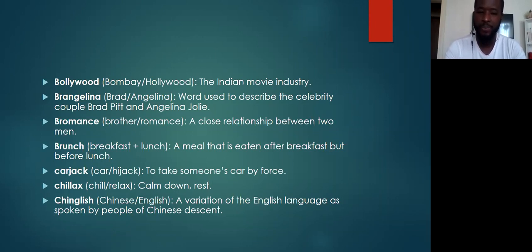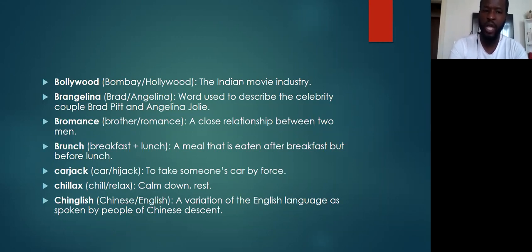And we have Chinglish. Chinglish means Chinese plus English. So what does it mean? It means a variation of the English language as spoken by people of Chinese descent. If you go to China, you can find that the accent doesn't sound like a British one or an American one. They have their own accent. You can say he is a Chinglish. It means he speaks the language, but with an accent from Chinese descent. That's the meaning of Chinglish, okay?